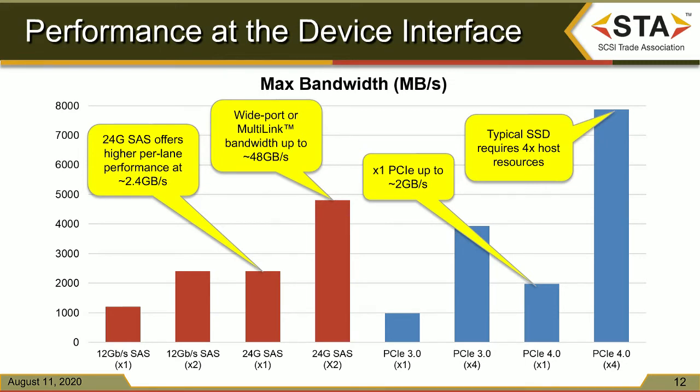In a lane-by-lane comparison, a 24 gig SAS lane outperforms a single PCIe lane at 2.4 gigabytes a second versus 2.2 gigabytes a second throughput, or about 20% more. Now, if SAS wanted to quadruple the lanes in a device, we'd have better performance than a typical by-4 PCIe SSD, but it's not likely that SAS will do that. At this point, probably not.